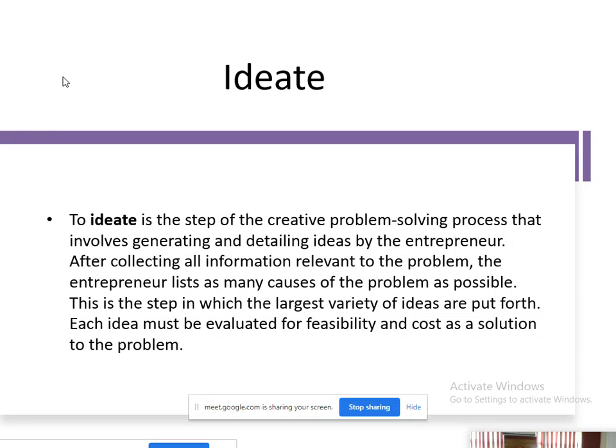To ideate is the step of the creative problem solving process that involves generating and detailing ideas by the entrepreneur. After collecting all information relating to the problem, the entrepreneur lists as many causes of the problem as possible. This is the step in which the largest variety of ideas are put forth, and each idea must be evaluated for feasibility and cost as a solution to the problems.